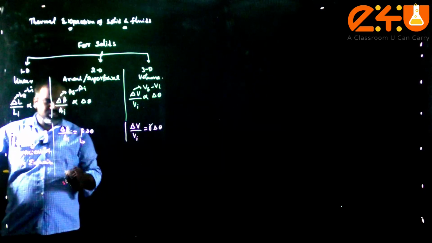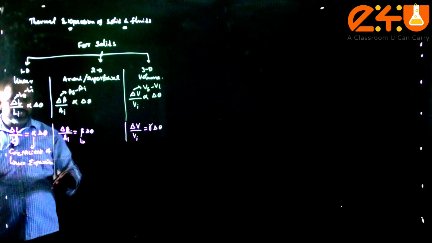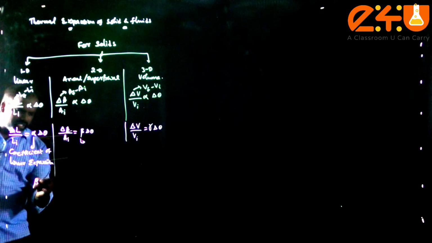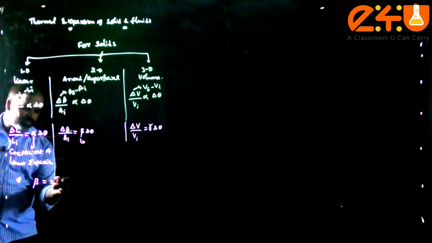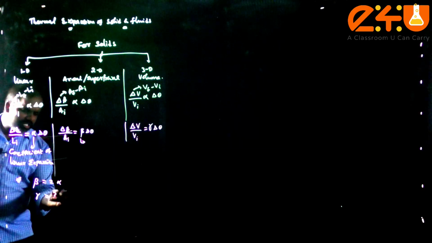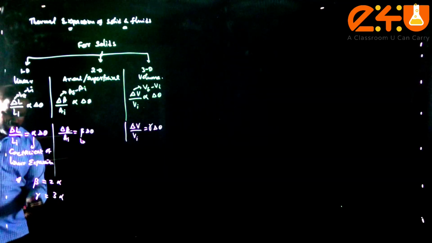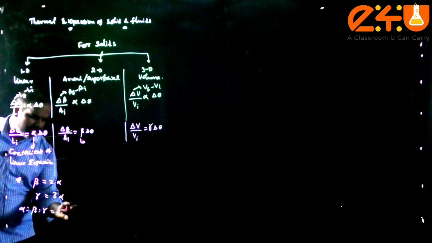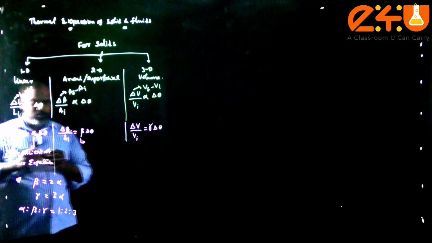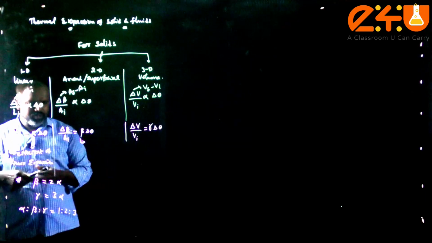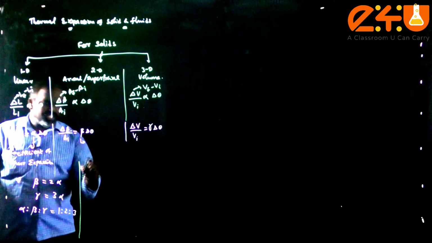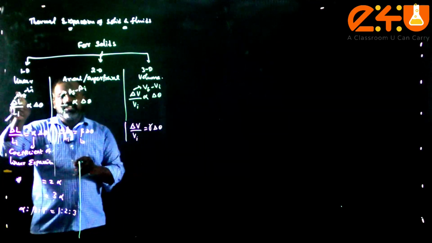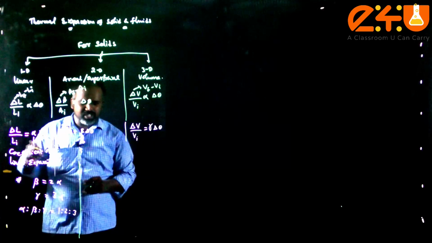And there is a relation between these three variables, or proportionality constants. That is, beta is 2 times alpha and gamma is 3 times alpha. And the ratio of alpha, beta and gamma is equal to 1:2:3. Moreover, you just see that whenever there is a thermal change in temperature, either the length or area or volume of the substance can change.